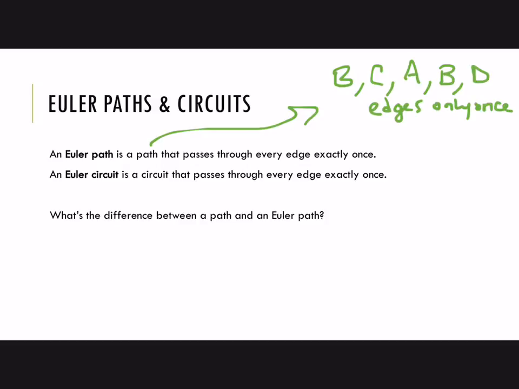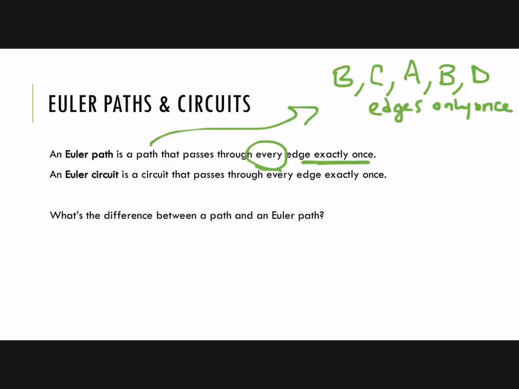So what's different between that and an Euler path? Well, using the edges exactly once is covered in both of these definitions. The key word that makes the difference is the word every. Paths don't have to use every edge of a graph. We can just pick or choose some of those. But an Euler path must pass through every edge of the entire graph. Same thing with an Euler circuit versus a circuit.